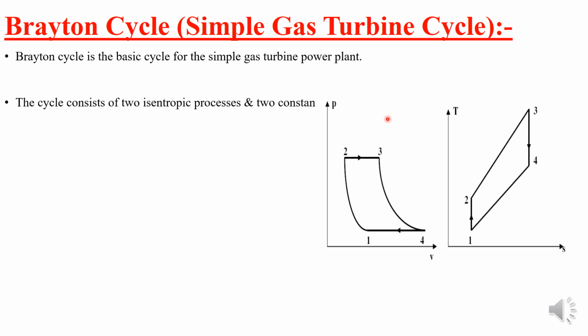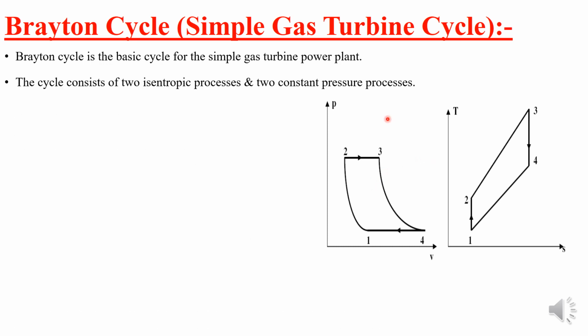Whenever you talk about a Brayton cycle, it consists of two isentropic processes and two constant pressure processes. Compression, 1 to 2, and expansion, 3 to 4, are isentropic processes, and the constant pressure processes are 2 to 3 heat addition and 4 to 1 heat rejection. Heat addition and rejection take place at constant pressure. Compression and expansion take place as reversible adiabatic, that is isentropic, processes, where entropy remains constant. So this is about the four basic processes of the Brayton cycle.